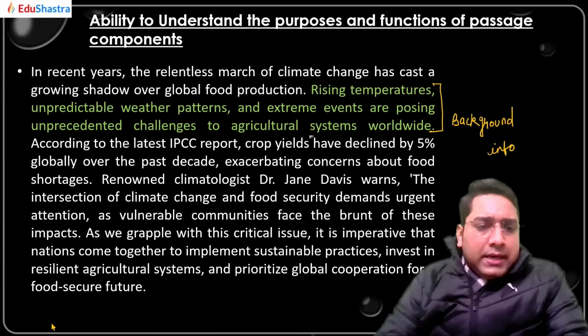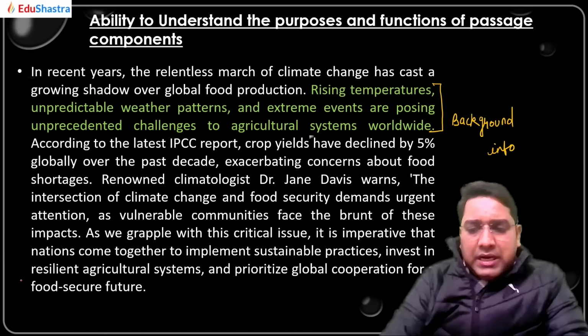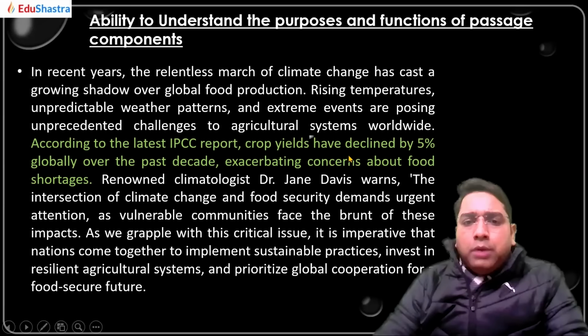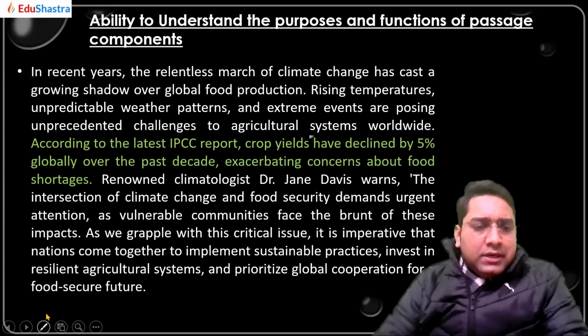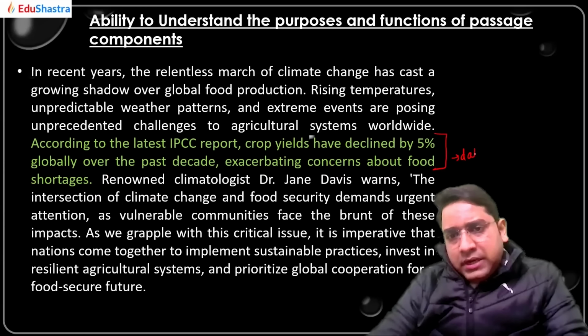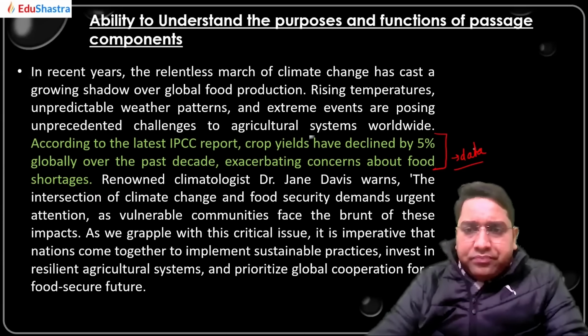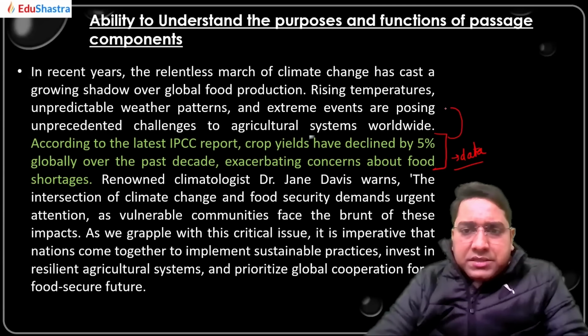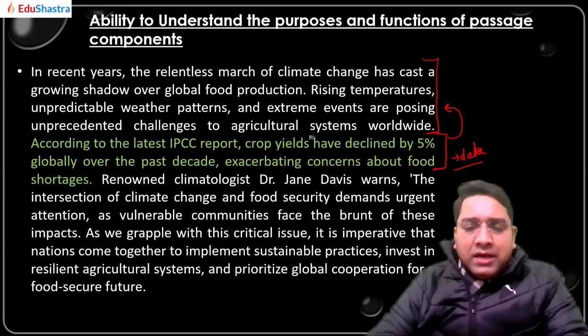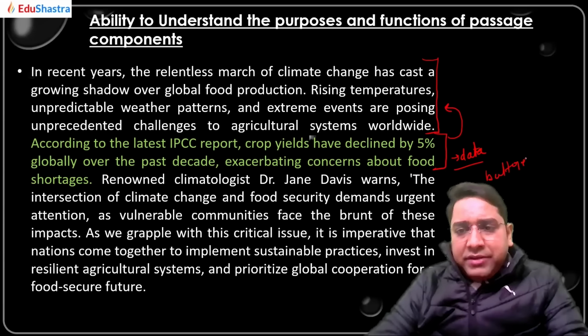Amazing. Okay, let's jump to the third line. It says, according to the latest IPCC report, crop yields have declined by 5% globally over the past decade, exacerbating concerns about food shortages. So can I say this data, means statistics, is supporting this information? That means backing up, or you can also say buttress. There are several words that we use.